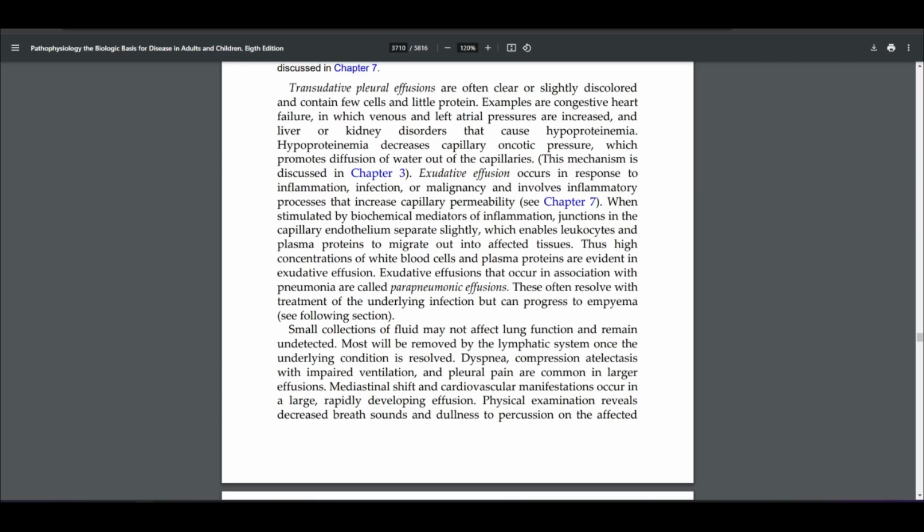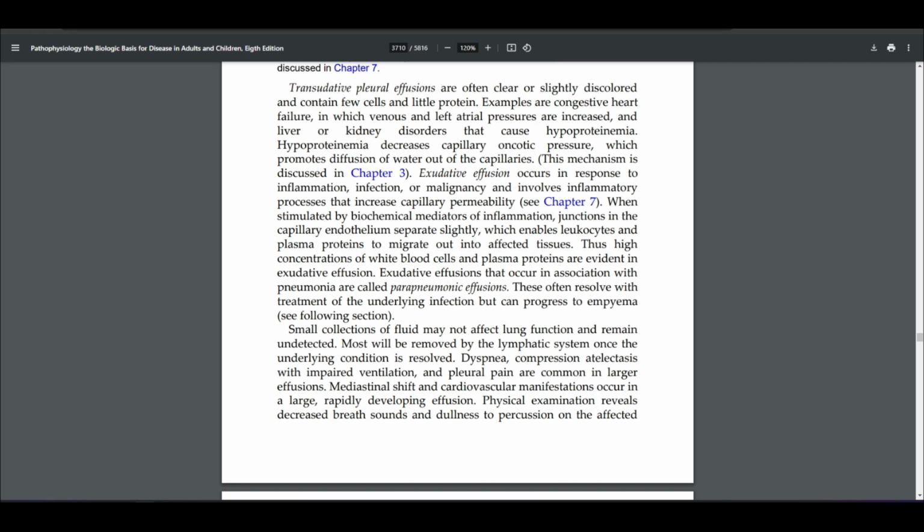Exudative effusions that occur in association with pneumonia are called parapneumonic effusions. These often resolve with treatment of the underlying infection, but can progress to empyema. Small collections of fluid may not affect lung function and remain undetected. Most will be removed by the lymphatic system once the underlying condition is resolved.